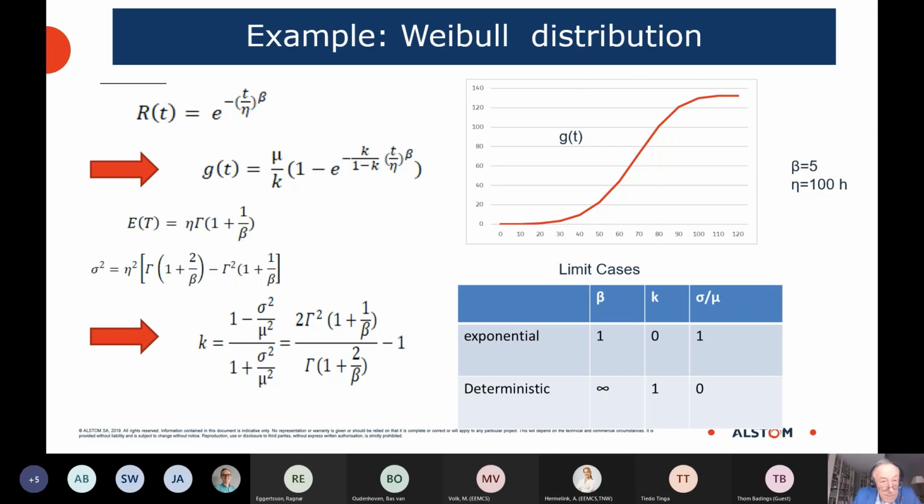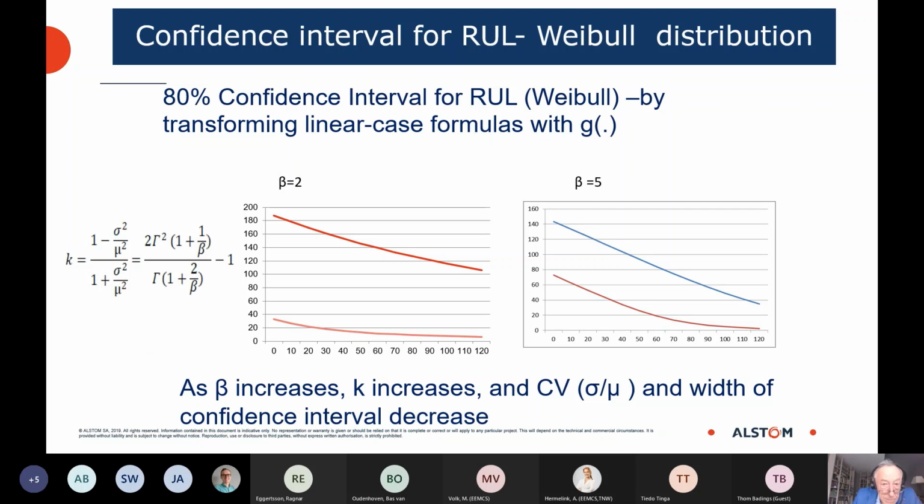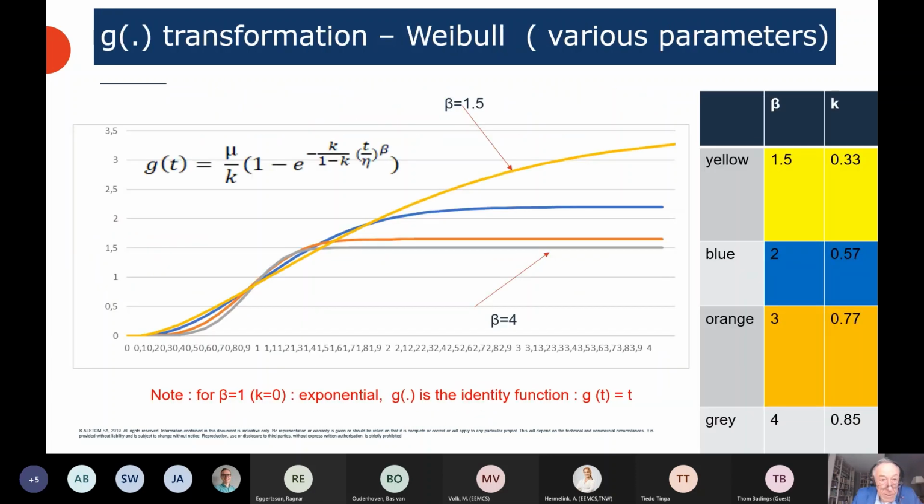And here we applied what was done before for the confidence interval by just using the formula I've just shown before, with beta equal 2 and beta equal 5. And as expected, when beta increases, the width of the confidence interval decreases because the coefficient of variation decreases. So this is consistent with what we saw in the linear case, but applied to a very nonlinear distribution with two coefficients.